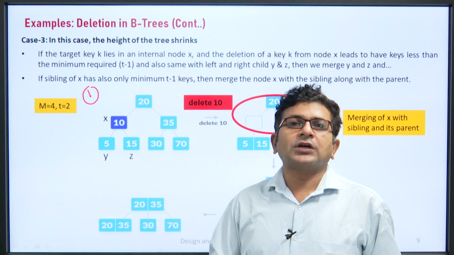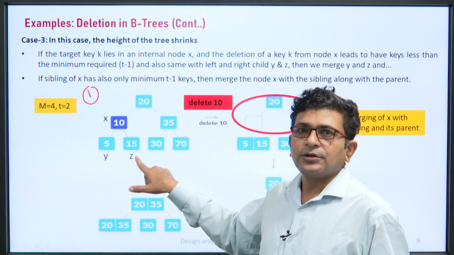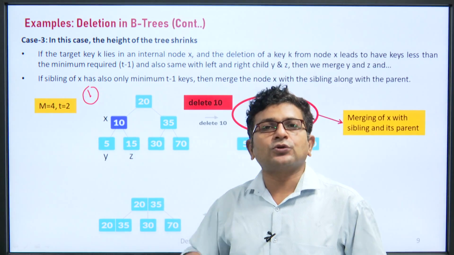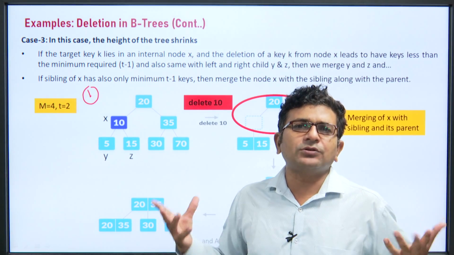Now, we will look at the left child and right child also. Now, the left child is y, the right child is z. Both of the child nodes are also having only the minimum keys, only one key. So, we cannot perform a borrow operation over here.